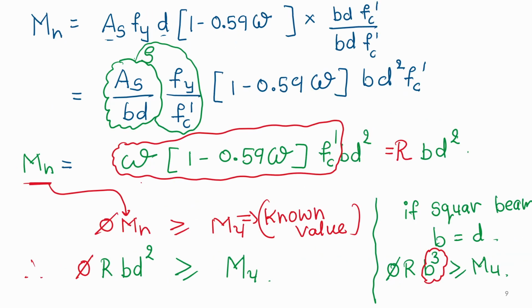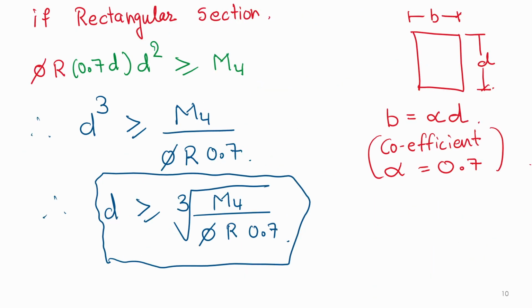If we multiply everything with b times d times fc prime and divide by b times d times fc prime, we will obtain that our moment strength capacity is equal to the reinforcement factor times b times d squared. So if we have a rectangular section, we will obtain using this equation that d is higher or equal to the third root of Mu over phi times R times 0.7.